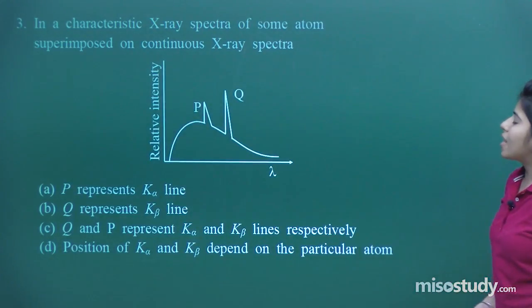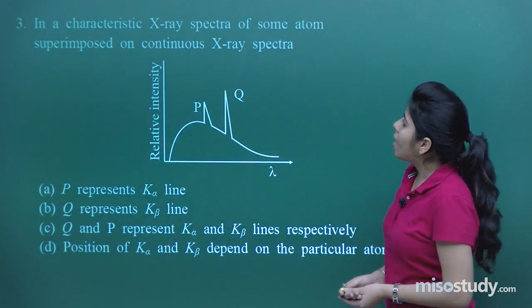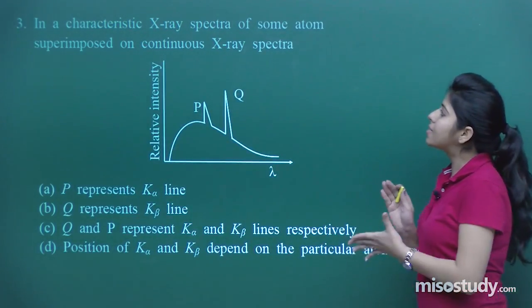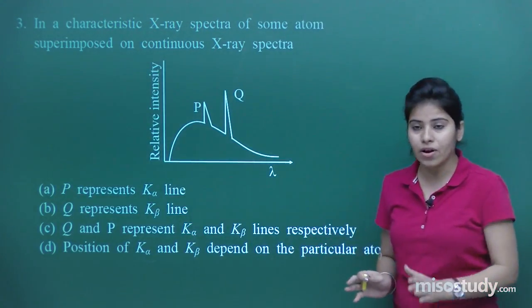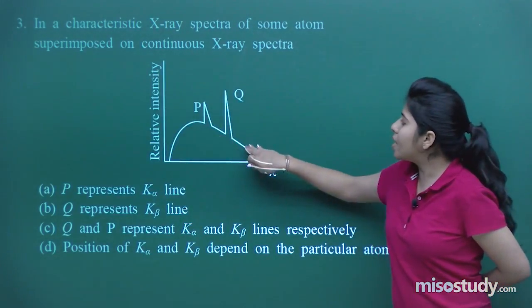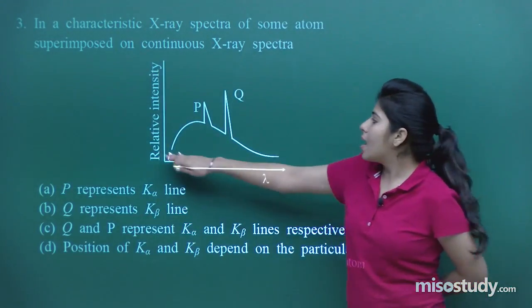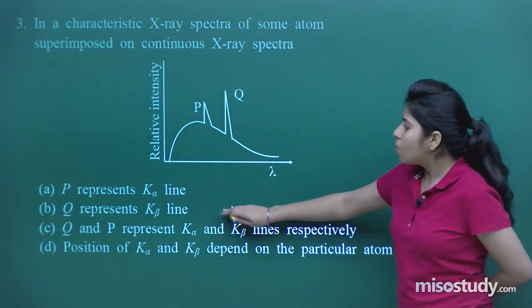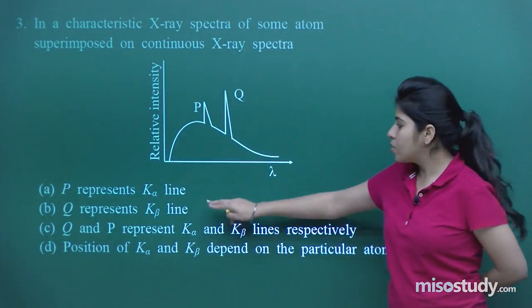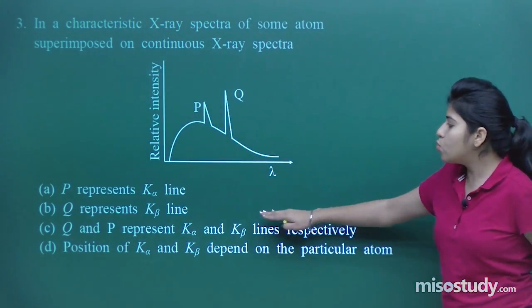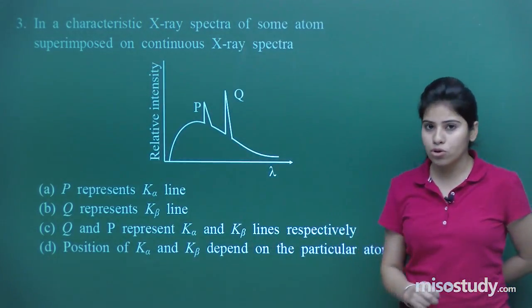So in this question, I can see that an X-ray spectrum has arrived before me. We have been given a characteristic X-ray spectrum of some atom superimposed on a continuous X-ray spectrum. We have been given these two peaks P and Q, and in the graph this is the lambda axis and this is relative intensity. We have to tell whether P represents K alpha line and Q represents K beta line, or Q and P represent K alpha and K beta respectively, or the fourth option.